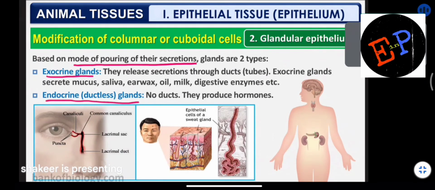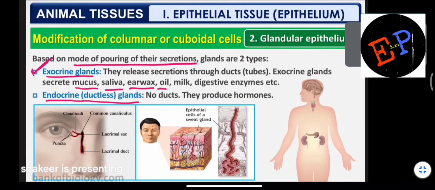What is meant by exocrine? Exocrine means the secretions released by these glands are released into the body through some pipes. These pipes are called ducts. Able to understand? Such glands we call exocrine glands. Examples are mucus and saliva. Salivary glands release saliva through tubes called ducts. Clear? Ear wax, the wax produced in the ear, also has ducts.